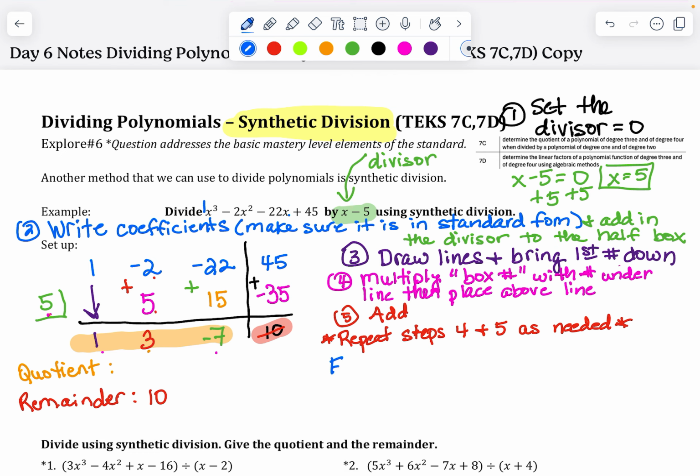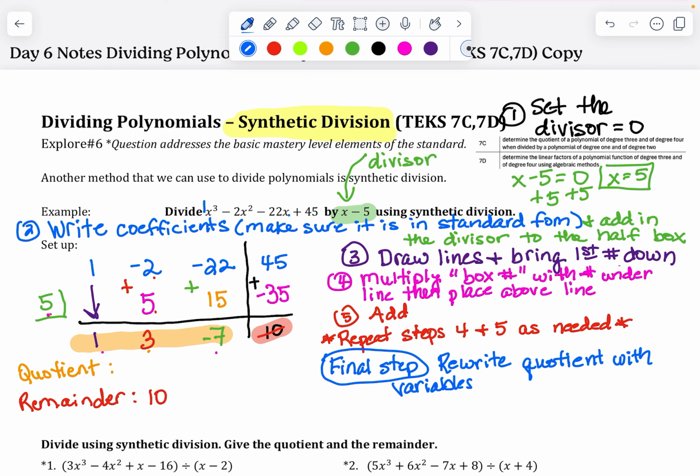So our final step is to rewrite the quotient with variables. And you start one down.